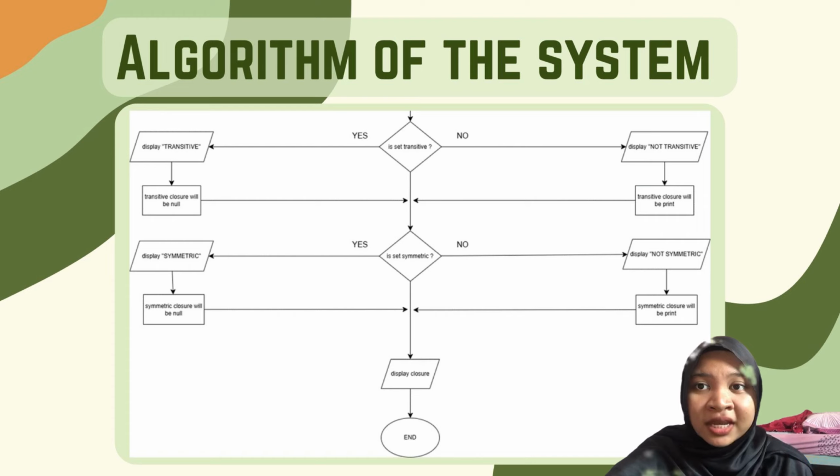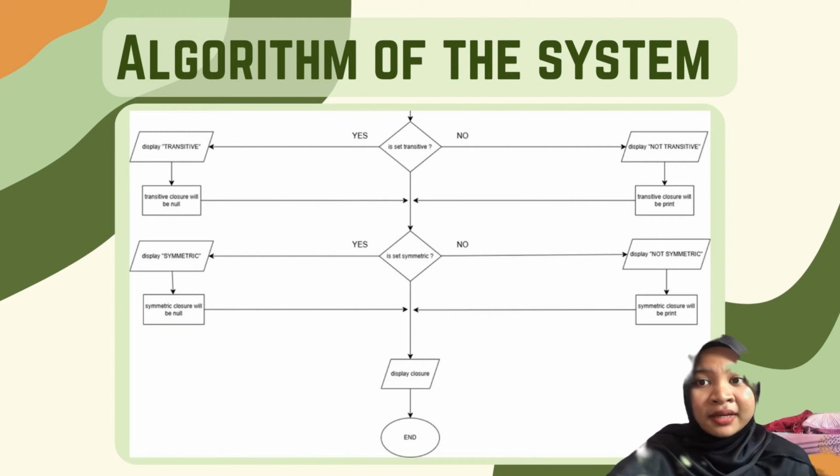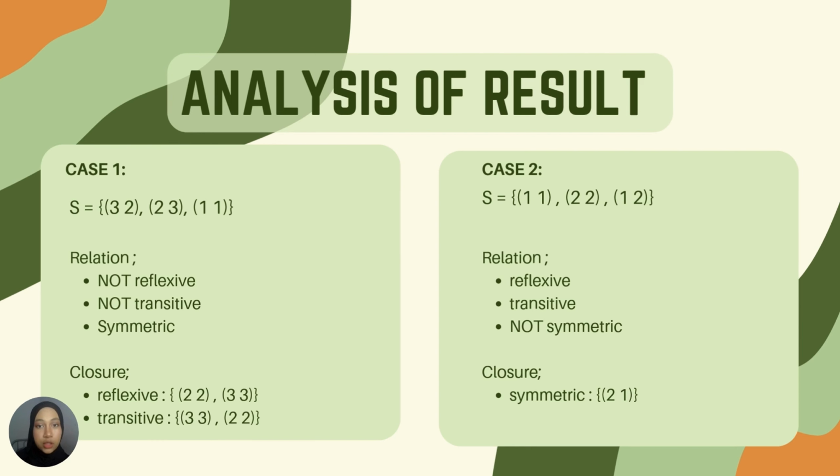And next, we check the symmetry. If for every pair, for example AB, the pair BA also exists, the relation is symmetric and it will display symmetric and then the symmetric closure will be null. If not, it will display not symmetric and then the closure will be printed. And after checking all the properties, we will display the final closure of the relation. So after that, the process will end and terminate. So that's all. My name is Ayuni binti Cikgu Muhammad Jailani.